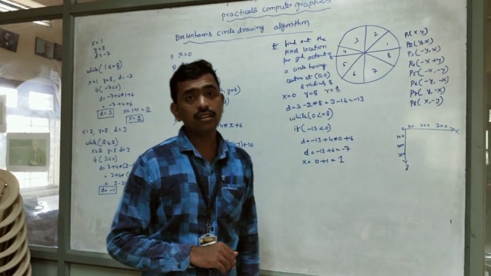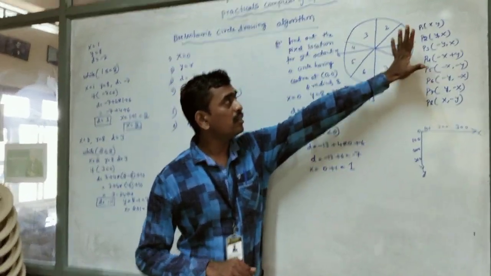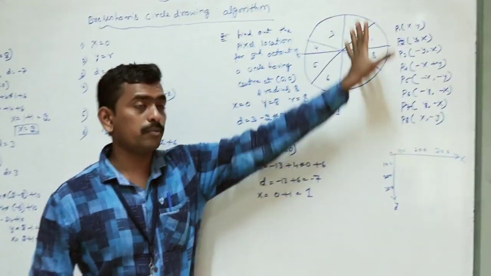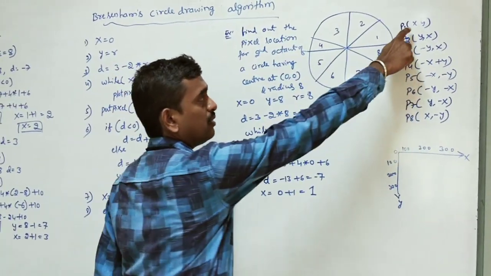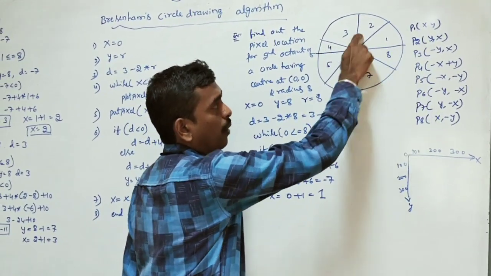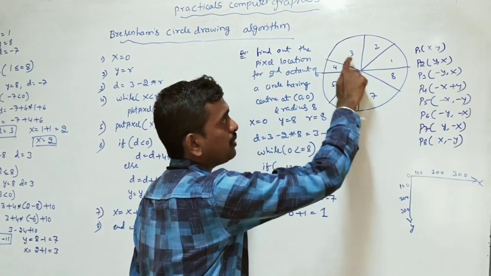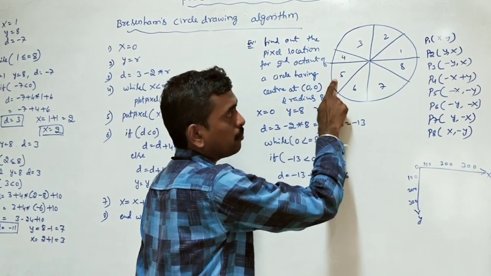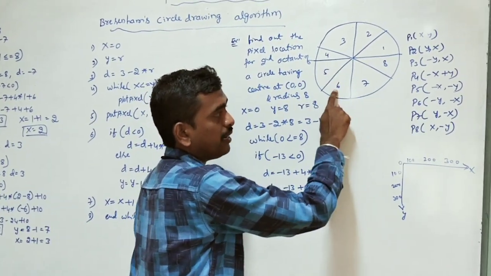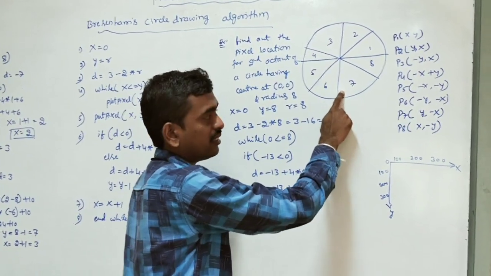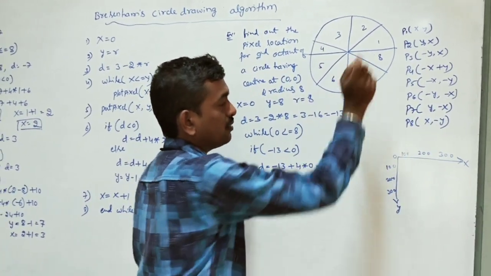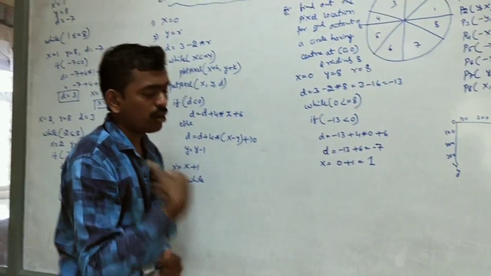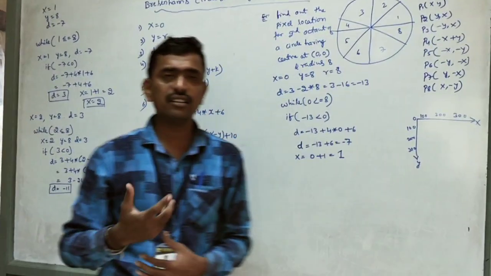Here the circle is already drawn. This is the point P1, x comma y, the first point. This is called an octant; octant means 8. The points are x comma y, y comma x, then P2, P3 minus y, x, P4 minus x, y, P5 minus x, minus y, minus y, minus x, y comma minus x comma minus y: 8 points. This is the octant. This is how to draw a circle using Bresenham's algorithm.